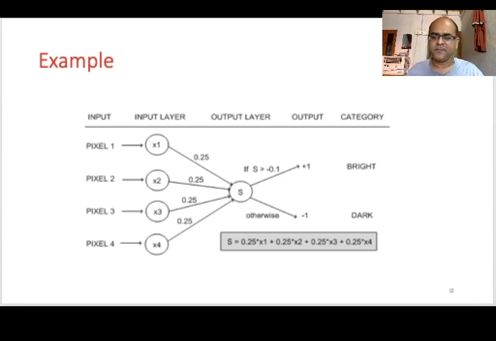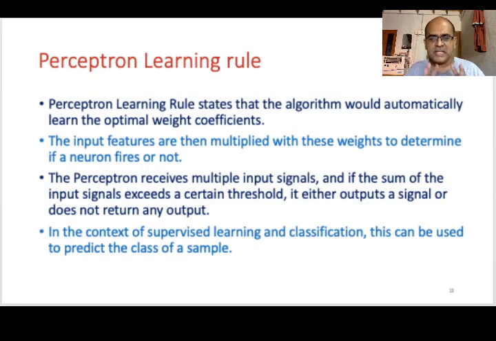Fine, okay. Now, what is a perceptron learning rule? The learning rule is very, very important in a perceptron. That will decide the class and other aspects. The perceptron learning rule very clearly states the algorithm would automatically learn the optimal weight coefficient. Then I take the input features, multiply with these weights, and then I will say if the condition is satisfied, the neuron will fire, else the neuron will not fire.